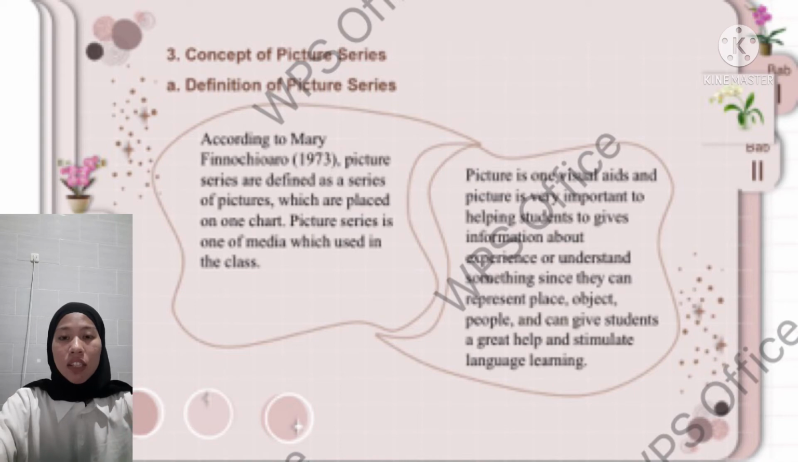3. Concept of picture series. A. Definition of picture series. According to Mary Finocchiaro, picture series are defined as a series of pictures which are placed on one chart. Picture series is one of the media used in the class.